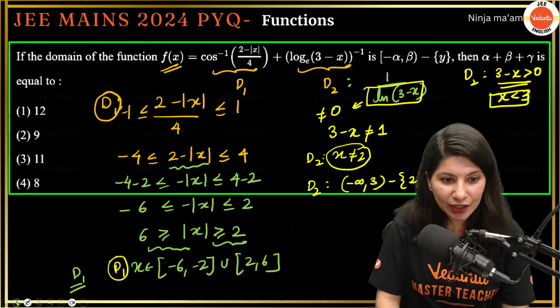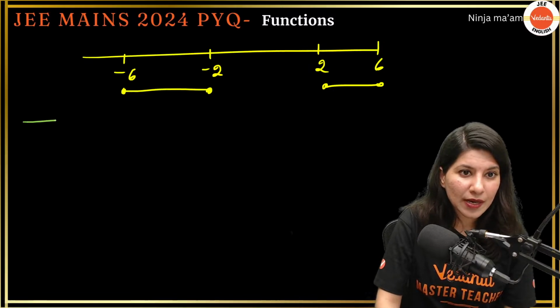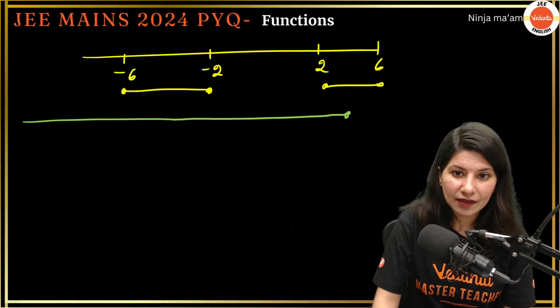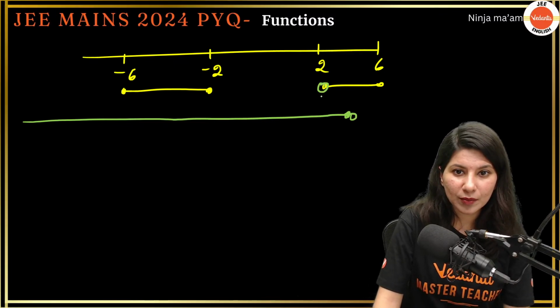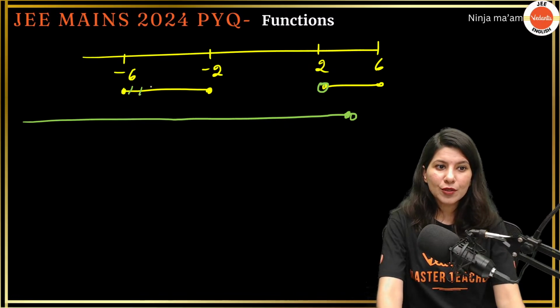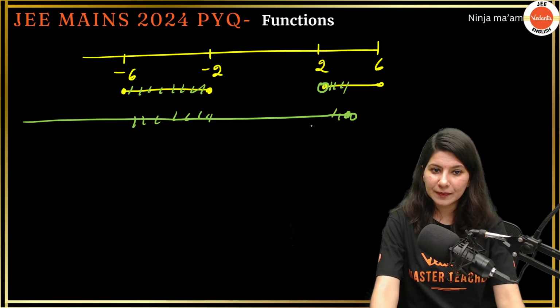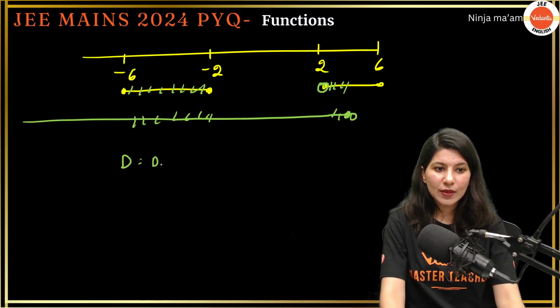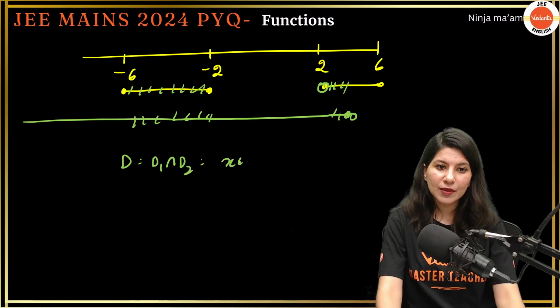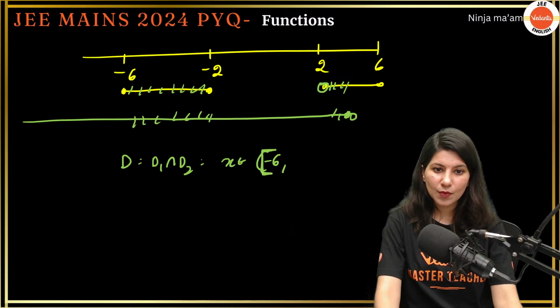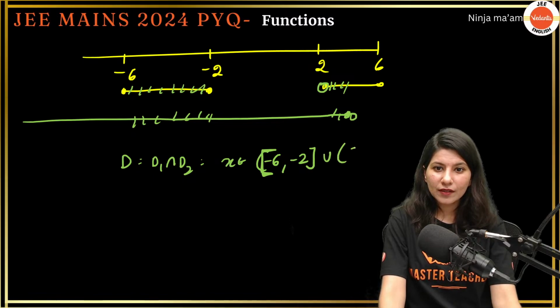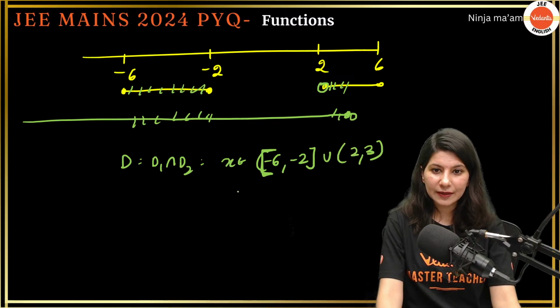d2 is minus infinity to 3 except 2. So minus infinity to 3, right? 3 open, and 2 cannot be your answer, okay? So finally the common portion is minus 6 to minus 2 and 2 to 3. So d1 intersection d2 will give you x belongs to minus 6 open, sorry, closed, to minus 2 union 2 to 3, correct?